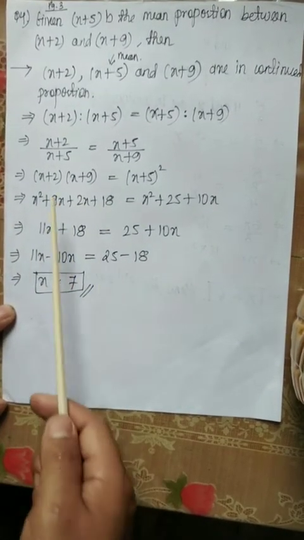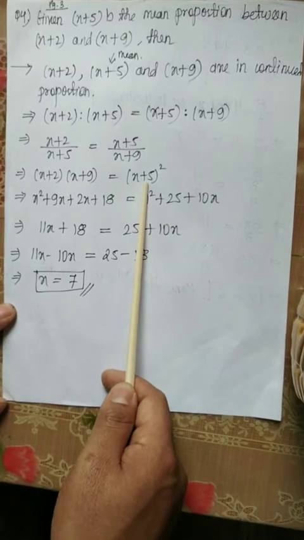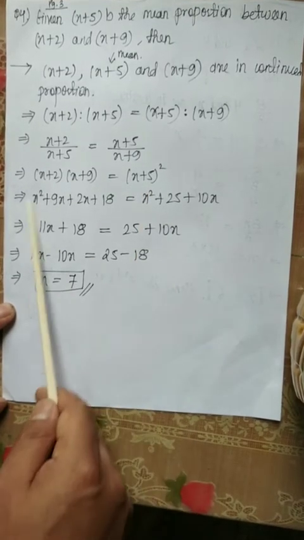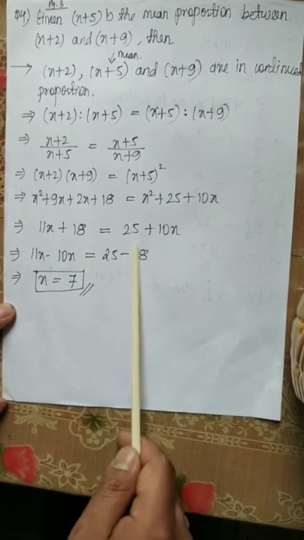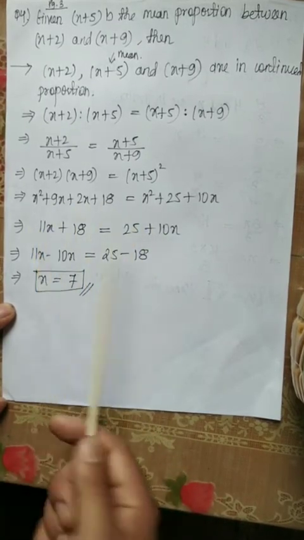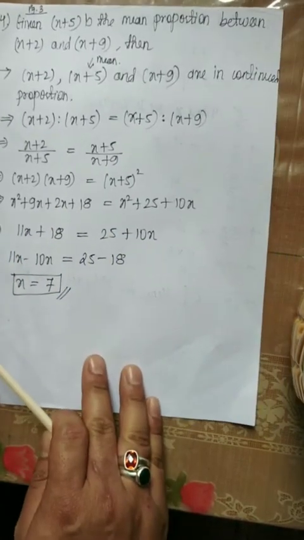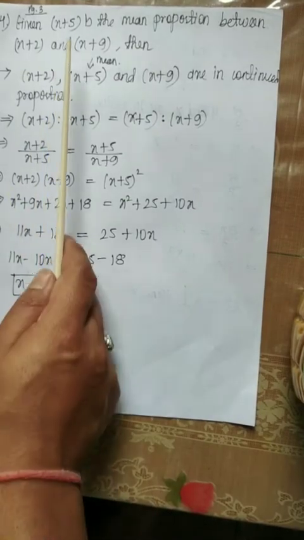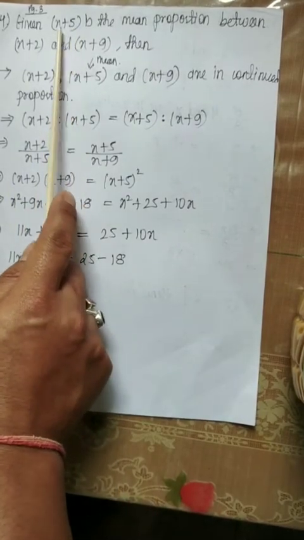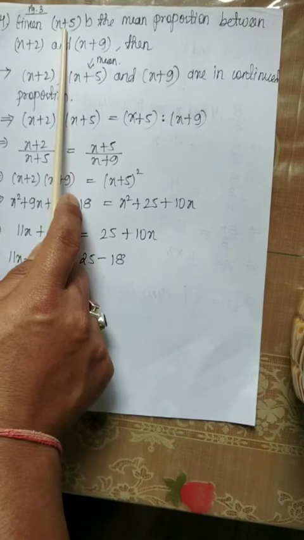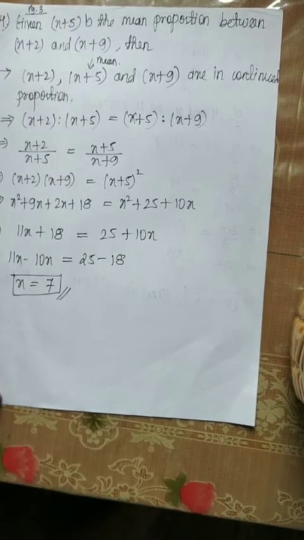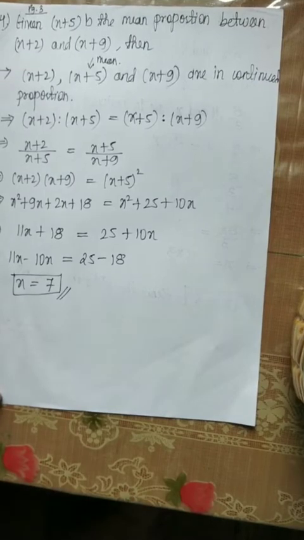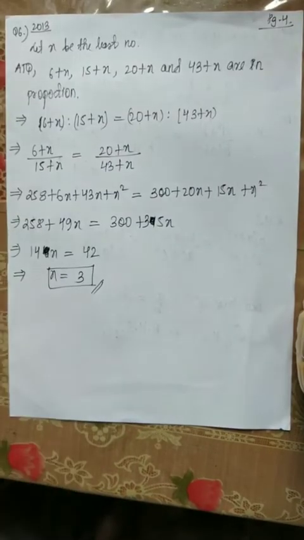Multiplication of binomial, and this is the expansion of a plus b whole square. x square gets cancelled out. 11x plus 18, 25 plus 10x, and then you bring this side and find the value for x. The only important thing out here is to understand the mean proportion. If x plus 5 is the mean proportion, then it means this x plus 5 and this are in continued proportion. Pause the video to note it down.